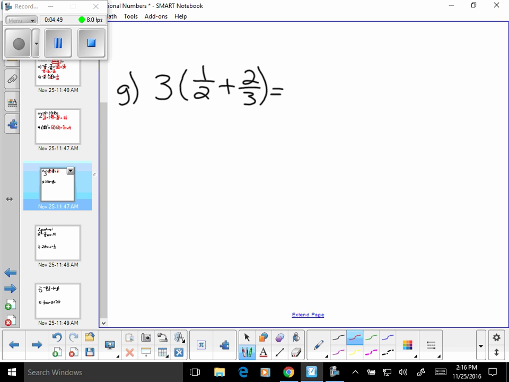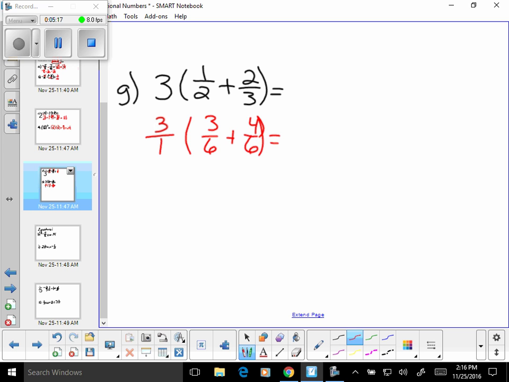They will mix the functions. Here, you are going to first add, because that's what's in parentheses. Now, what I do is change the whole numbers to 3 over 1, or to 4 over 1, or 6 over 1, whatever that whole number is. Now, I get that common denominator, which in this case is going to be 6. So I'll have 3 over 6 plus 4 over 6.